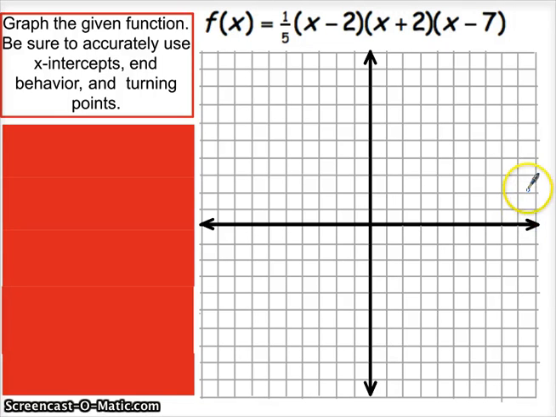Right, the purpose of this video is to provide you with what will be expected when you make a polynomial graph. In order to provide a detailed graph, not just a sketch of a graph, we want to include all the major parts of a polynomial.